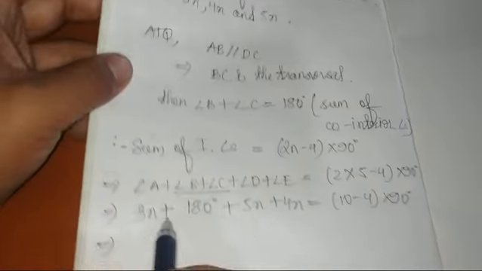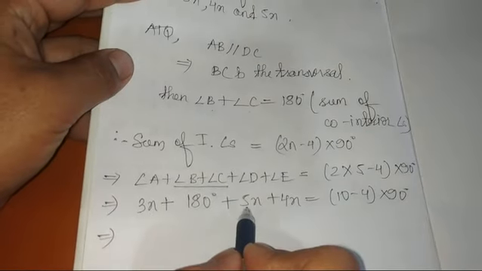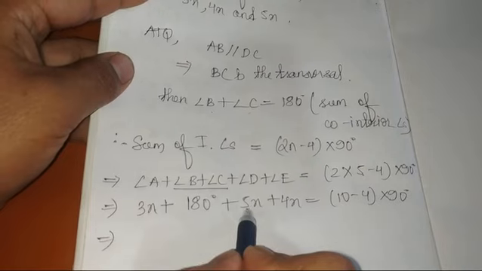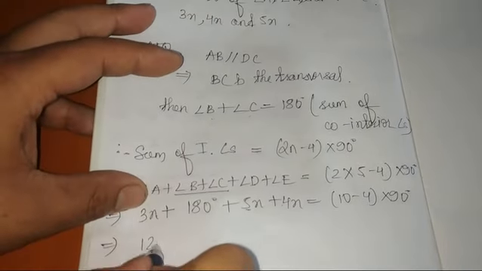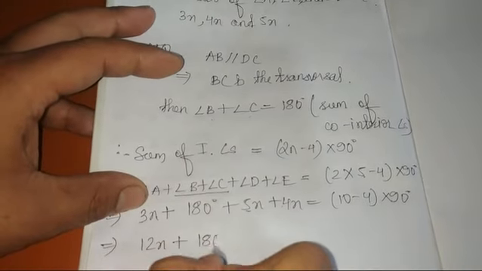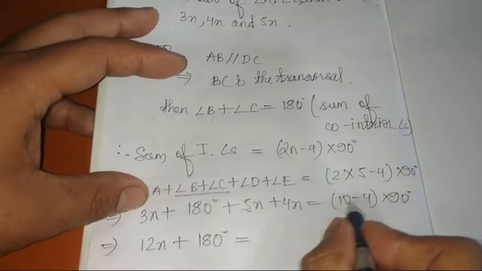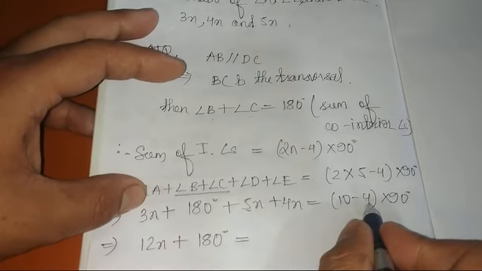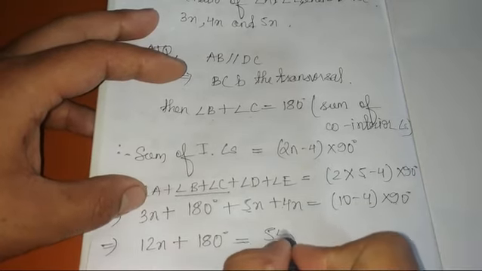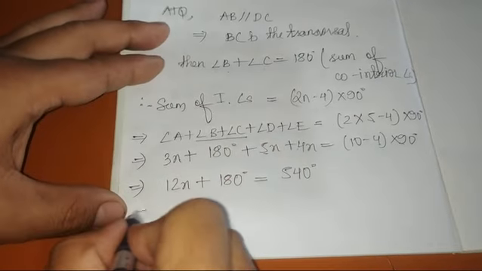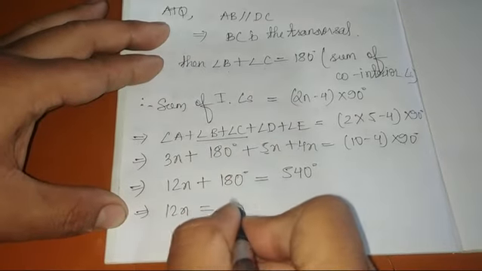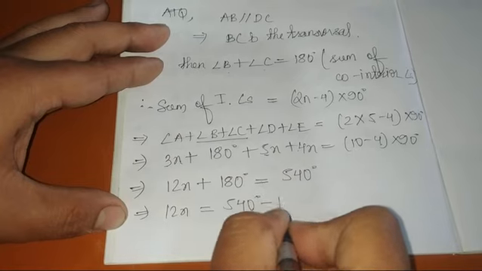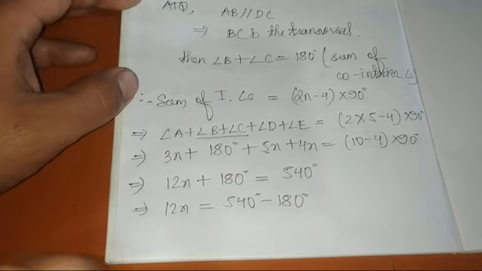So 3 plus 5 is 8, 8 plus 4 is 12. So 12x plus 180 degrees is equal to, this is 6, right? 6 nines are 54, so 540. Therefore 12x is equal to 540 minus 180 degrees. Now we do the calculation.